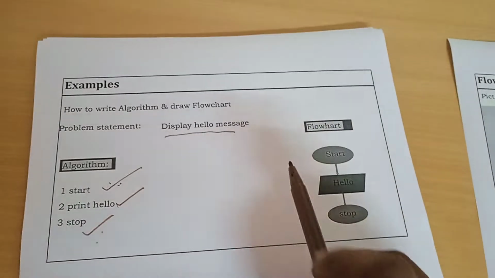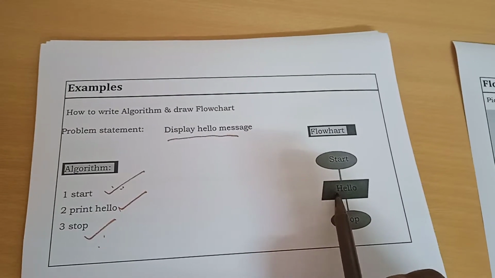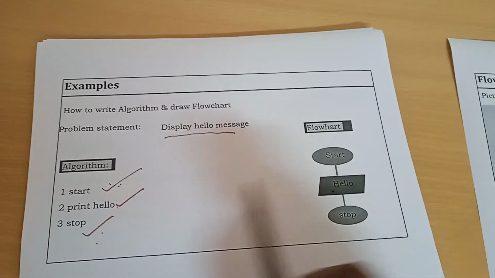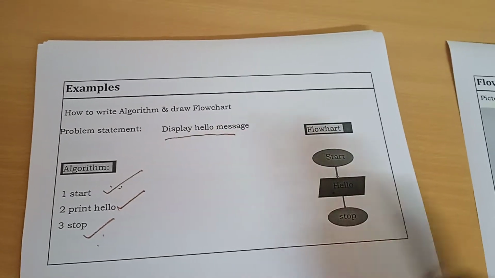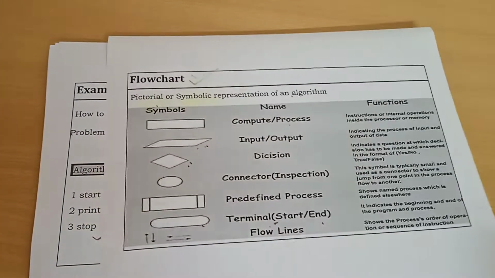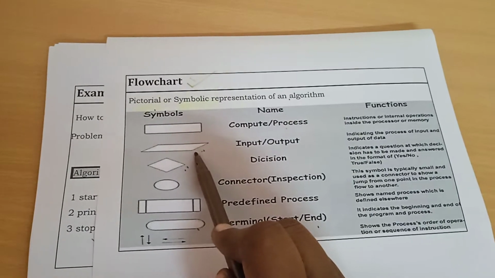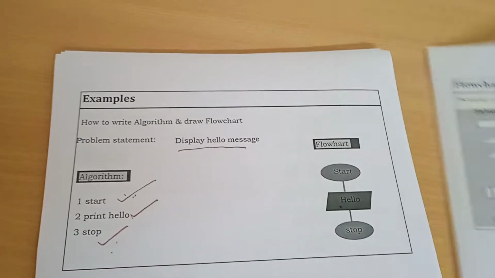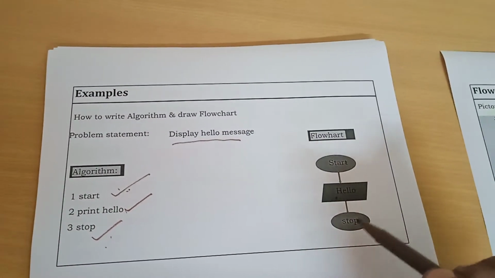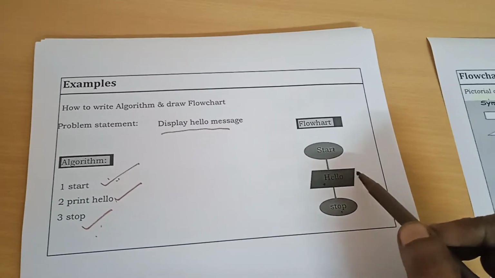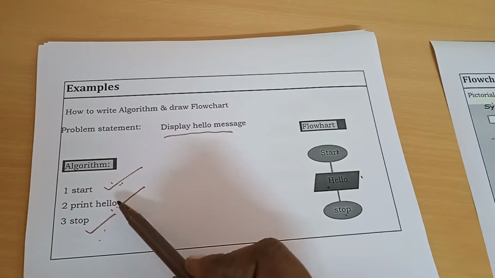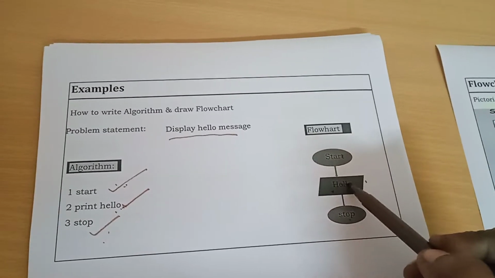And this is the output message. Hello is what we are printing as output. So now what symbol do we have to take for input and output? This symbol we have to take, right? So this flowchart requires the terminal shape and the parallelogram. As the hello message is an output message, I am taking the output symbol.